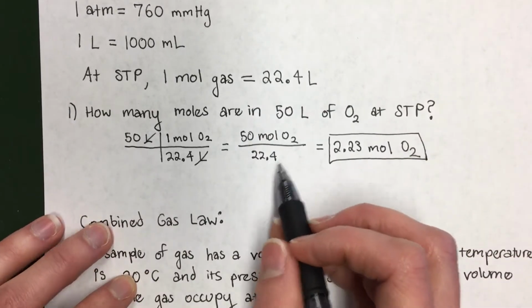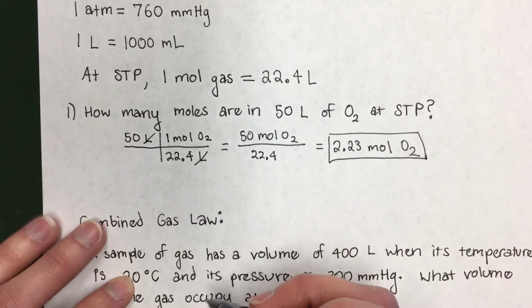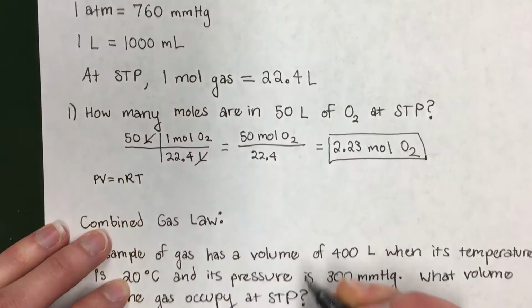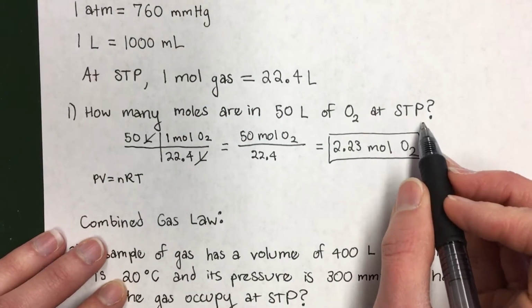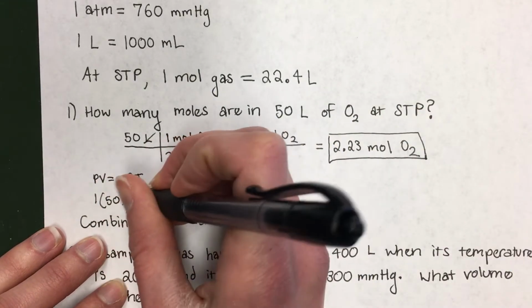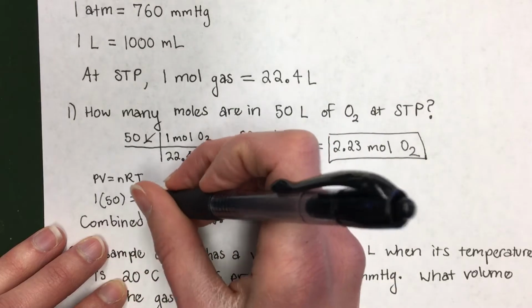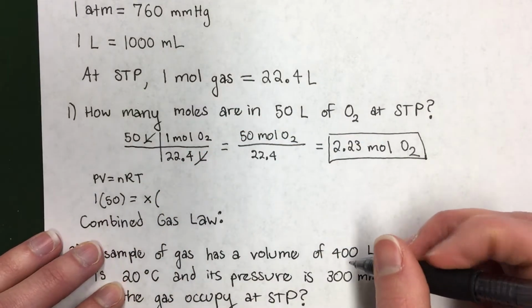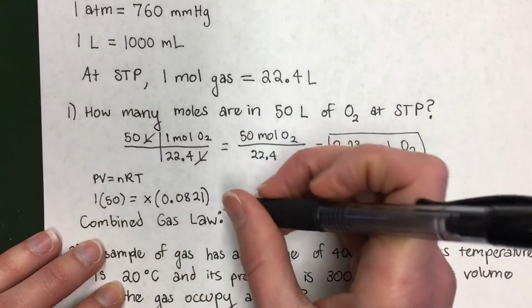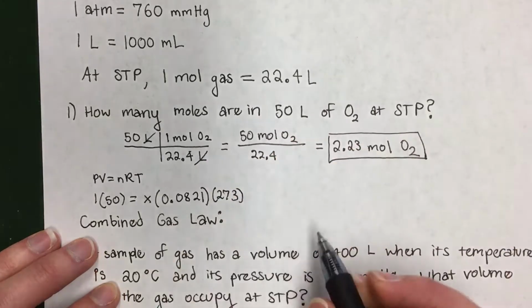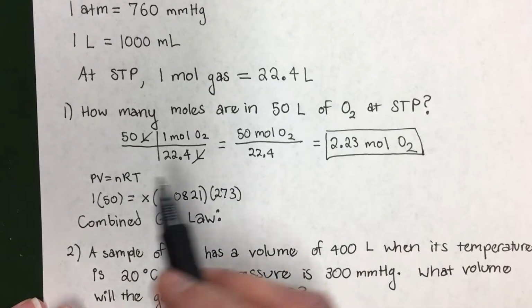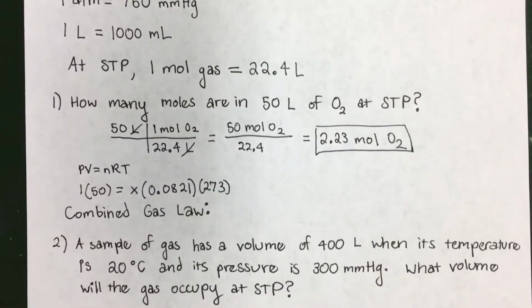Now, if you forget this conversion factor, you actually could solve this problem using the ideal gas law, which is PV equals nRT, and you could plug your standard temperature and pressure into this equation. So your pressure would be 1, your volume would be 50 liters, n is the number of moles, which is what you're looking for. R is that special constant that's 0.0821, and your temperature would be 273. You could solve for x and you would still get 2.23. And we'll review how to use the ideal gas law in just a second. But I just wanted to point out there are multiple ways to do problems.